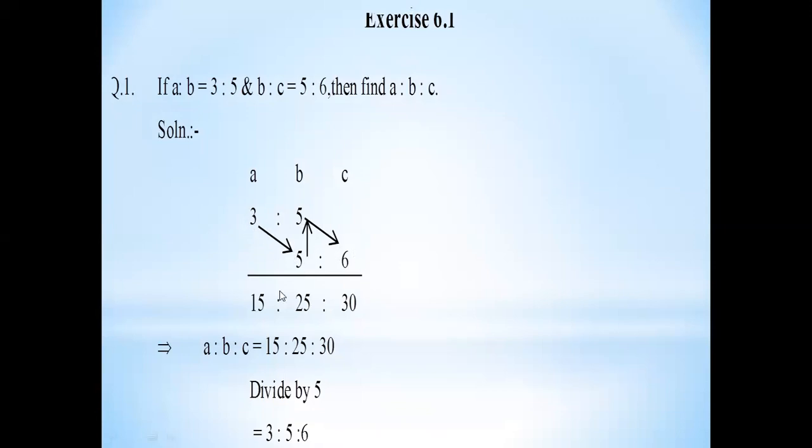3 with 5, 3 5s are 15. 5 with 5, 5 5s are 25. And then this 5 with 6, 5 6s are 30. So A ratio B ratio C is equal to 15 ratio 25 ratio 30. Now you know that all these are divisible by 5, so divide by 5. 5 3s are 15, 5 5s are 25, 5 6s are 30. So the continued ratio is 3 ratio 5 ratio 6.